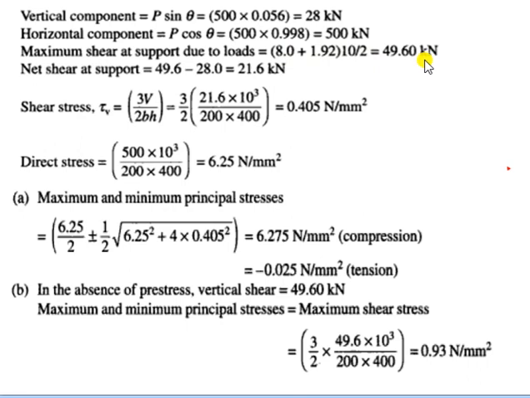So what will be the principal stresses developed in the member due to this shear force? The maximum and minimum principal stresses are equal to 3 by 2 into 49.6 into 10 to the power of 3, divided by 200 into 400. That is equal to 0.93 Newton per mm square.